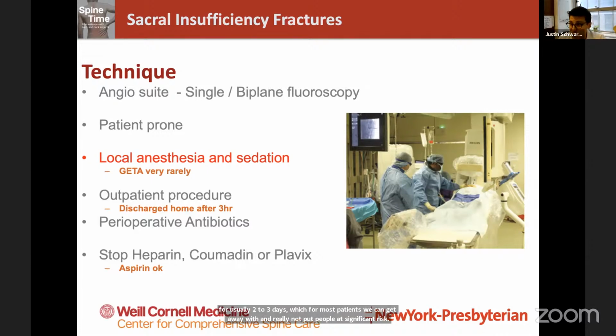So it's a minimally invasive procedure. And the potential benefit is huge because patients really respond very well to this. And if they have 8 or 9 out of 10 pain, very severe pain, we can typically knock that down by at least 50%.